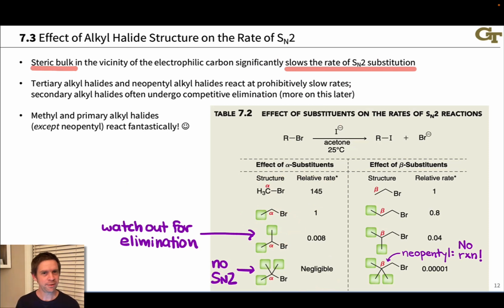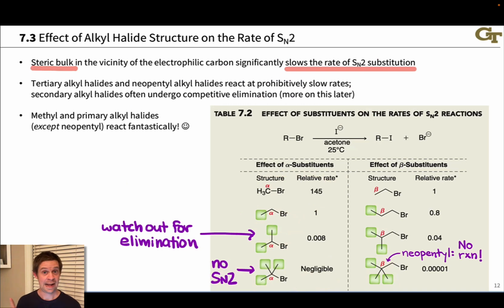And although primary substrates are generally great, there is one exception to this idea that primary alkyl halides react quickly in SN2 reactions, and it's neopentyl substrates. The neopentyl group is a CH2 connected to a tert-butyl group. And the problem here is this tert-butyl group, although it's not directly connected to the halogen, as in, for example, tert-butyl bromide here, it's close enough to the electrophilic carbon that there's a ton of steric hindrance or steric shielding provided by this large tert-butyl group. So the neopentyl group does not react in SN2 at all.